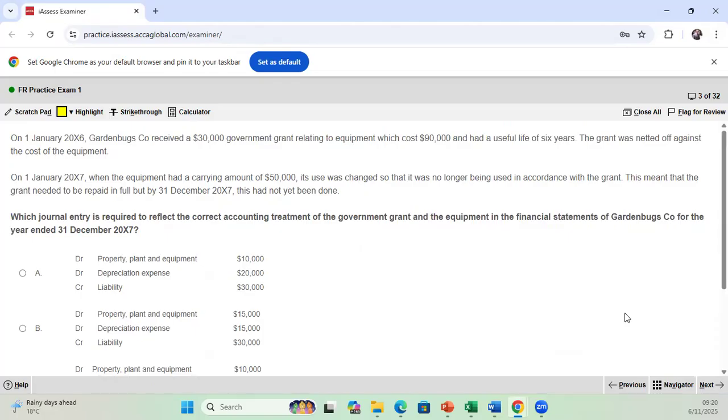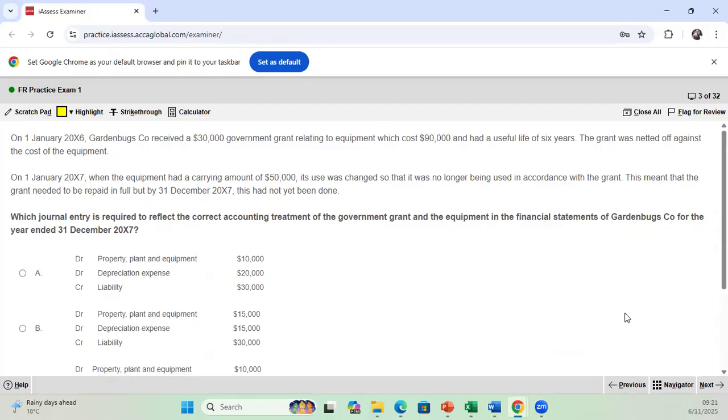Then on 1 January 20x7, that's a year after, the equipment had a carrying amount of 50,000. Its use was changed so that it was no longer being used in accordance with the grant. This meant that the grant needed to be repaid in full by December 31. This year has not yet been done.